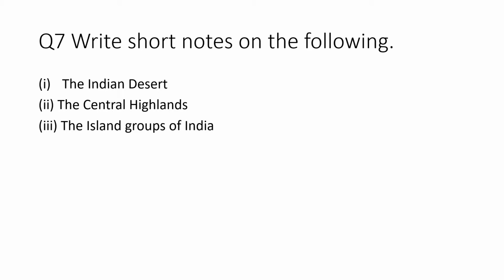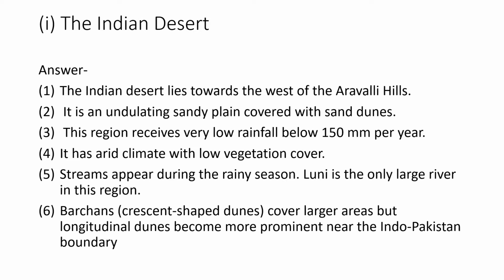Question number 7. Write short notes on the following. First one is the Indian desert, second is the Central Highlands, third one is the island groups of India. So first part is the Indian desert. So answer is the Indian desert lies towards the west of the Aravalli Hills. Second point is it is an undulating sandy plain covered with sand dunes.